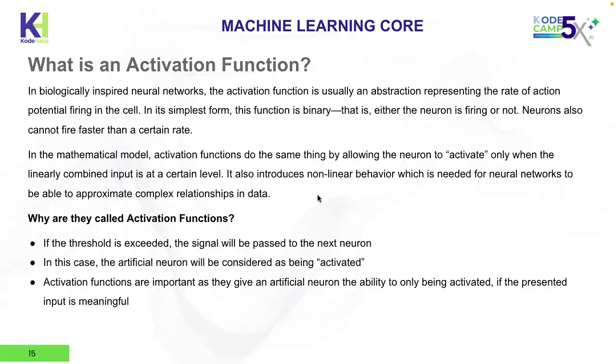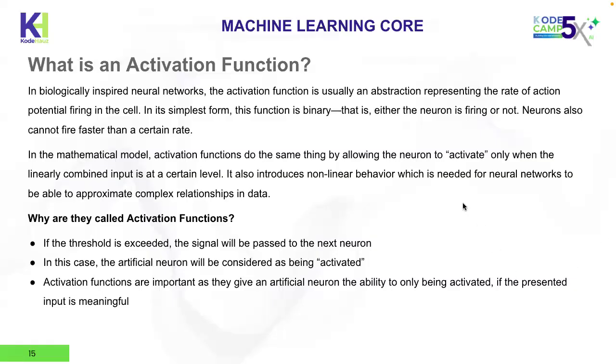It introduces nonlinear behavior, which is needed for the neural network to be able to approximate complex relationships in data. Why are they called activation functions? Because it's only when the threshold is exceeded that the signal is passed to the next neuron. In that case, the neuron can be considered as being activated. If the combined input signal is not up to the threshold, then the neuron is not activated, it's deactivated. All right. So the main value of this activation function is that you don't just get any random signal into the neuron to activate it. It has to be a meaningful value.